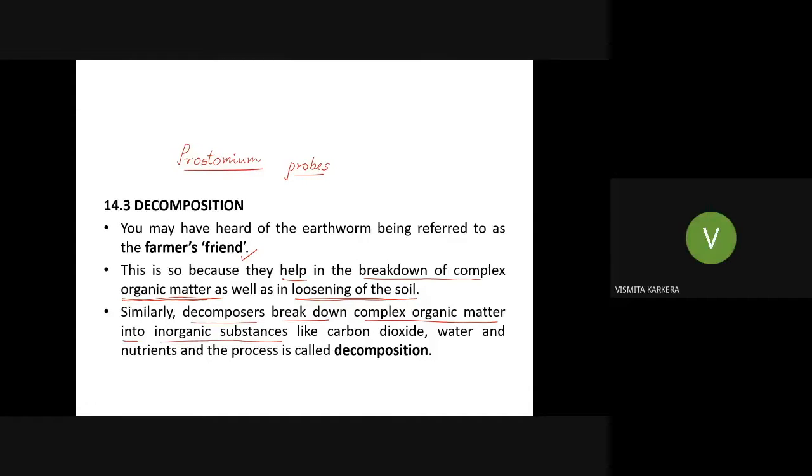Sir, is it protein, carbohydrates? Why not? Yes, it is. Carbohydrates, proteins, lipids, nucleic acids, these are the organic matter present in the protoplasm. Whenever the decomposers act on that, the decomposers break down complex organic matter into inorganic substances.